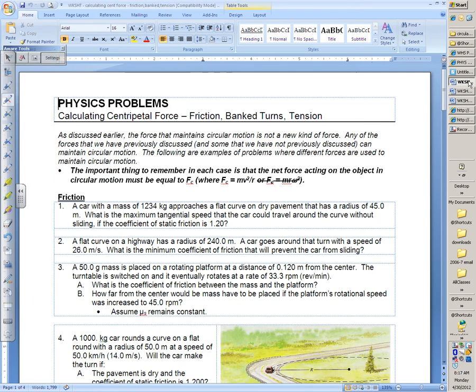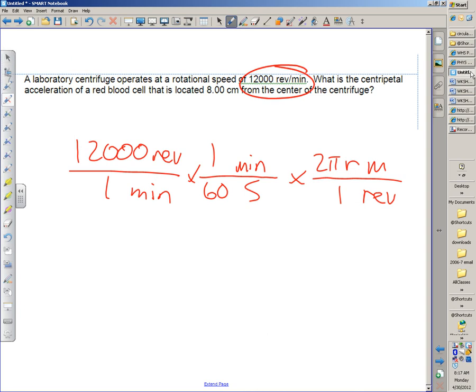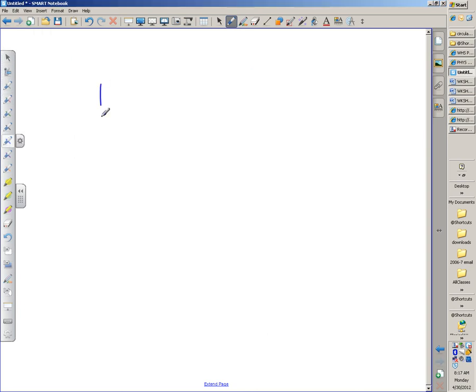That started with this problem set that said calculating centripetal force, friction, banked turns, and tension. And there were 3 different types of problems on there. Each of those different types of problems always started the same way. It always started with F_c equals something. The first set of problems that we did, we talked about that F_c, the centripetal force, was provided by some frictional force. And we did some calculations where we drew a cool picture of looking at a car from the front, right? Remember that?